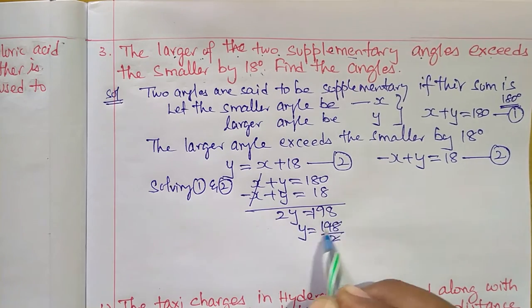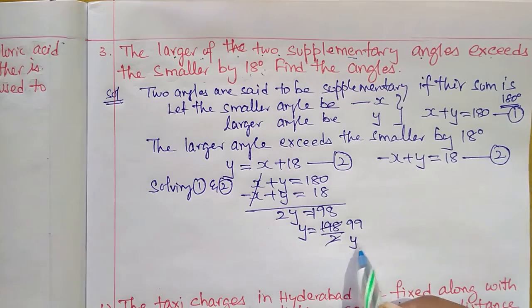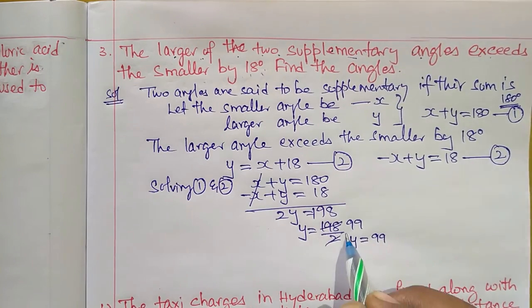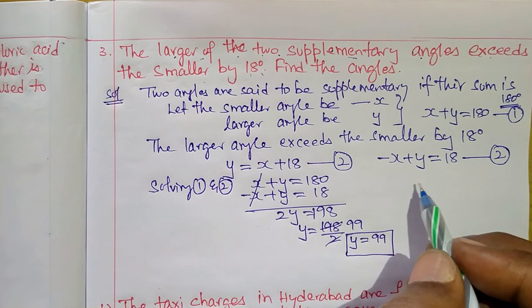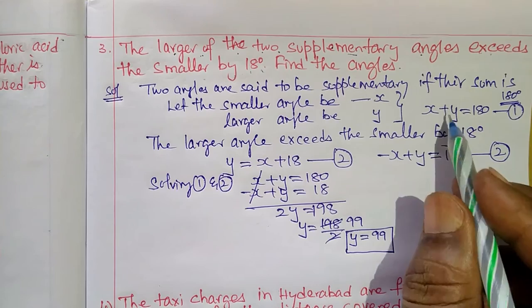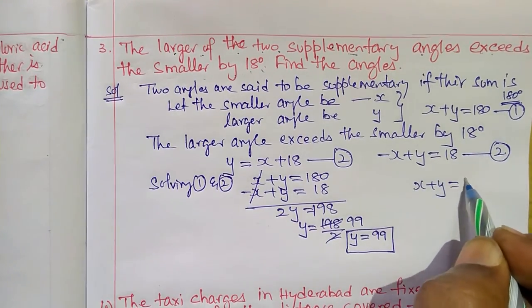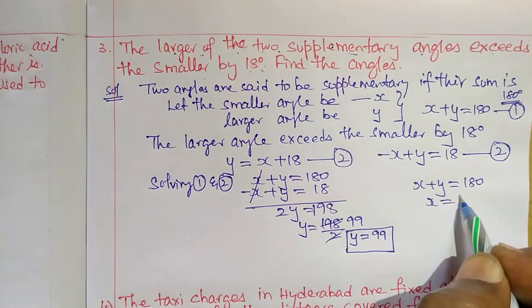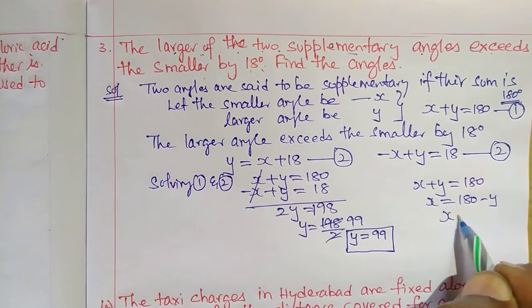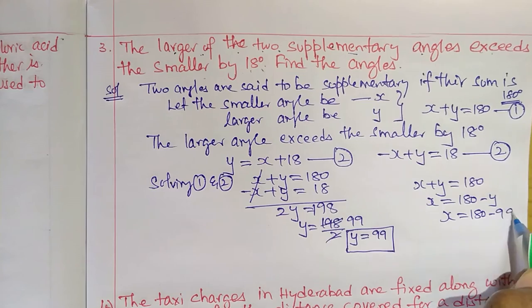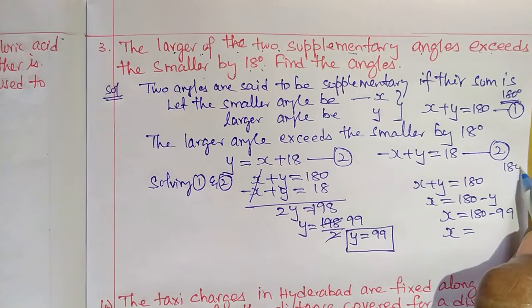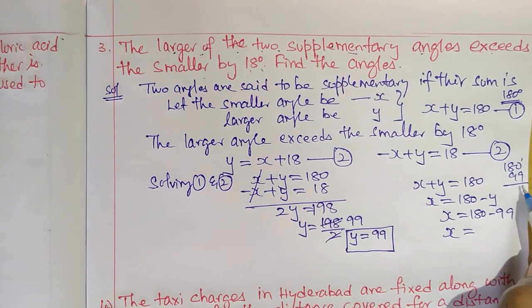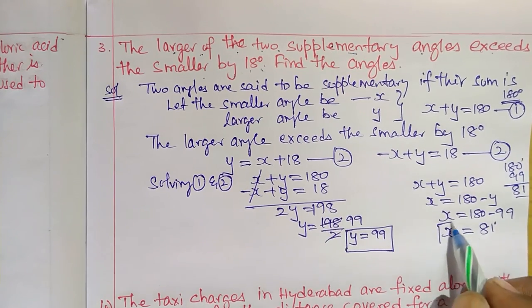Therefore, y is equal to 198 by 2. Two nines are 18, so y is equal to 99 degrees. Knowing the value of y, how do we calculate the value of x? I will take x plus y is equal to 180 degrees. So x is equal to 180 minus y, which is 180 minus 99. What is 180 minus 99? 10 minus 9 is 1, 17 minus 9 is 8. Therefore, x is equal to 81 degrees.